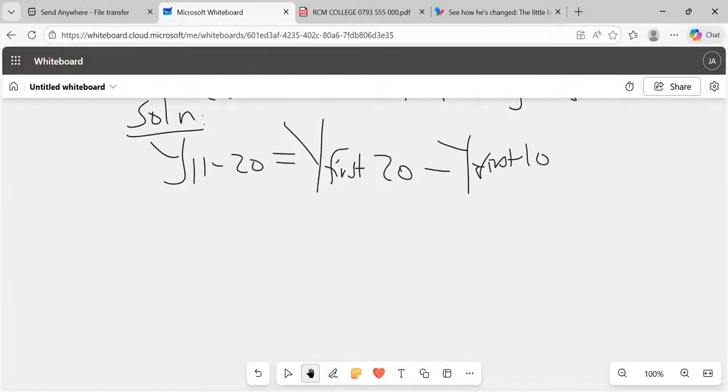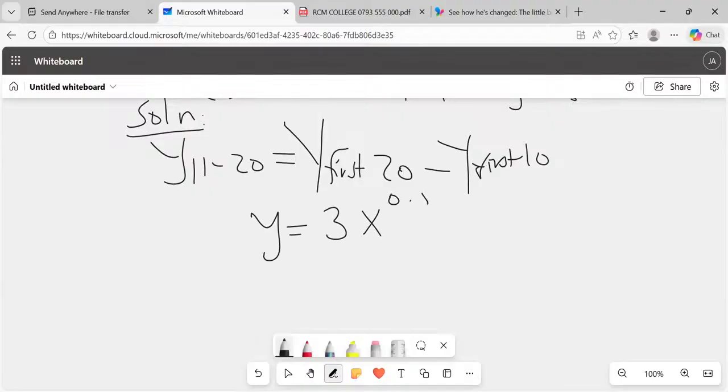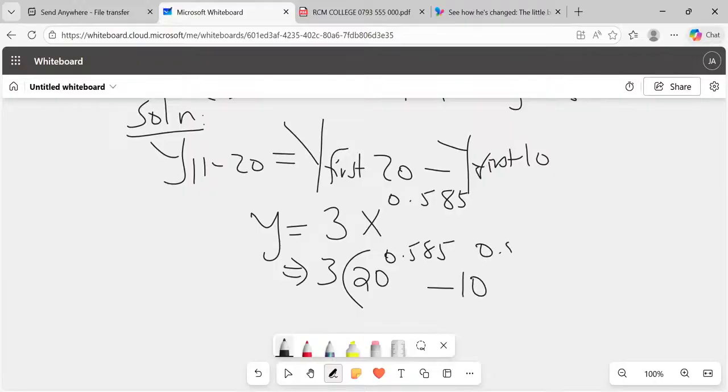Is that okay? Now, my good students, please remember how my equation was looking. My equation was Y equals 3x raised to power 0.585. So now I want to fit into this. So now I will say 3, I put in brackets, because you see this A applies both for first 20 and first 10. So I'll put 3 outside brackets, and then I consider my quantities. The first one is 20 raised to 0.585, minus the second one, which is 10 raised to 0.585, like that, which then will end up giving me what figure?